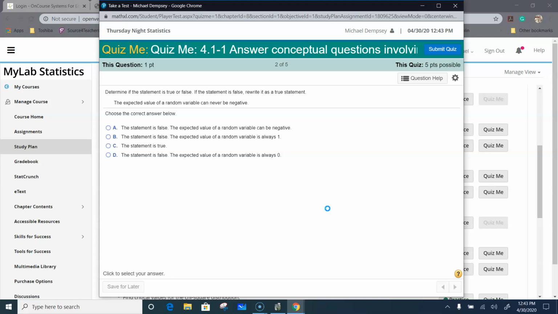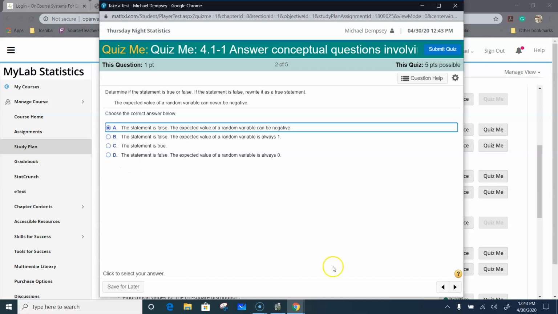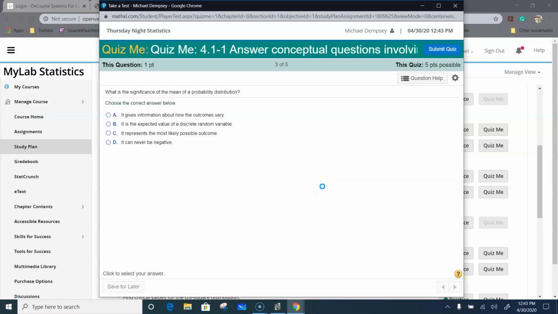Okay, true or false? Expected value of a random variable can never be negative. That is false. We go to the casinos and play the games there. There's certainly negative expected outcomes. That's why the casinos can stay in business. What is the significance of the mean of a probability distribution? It's the expected value of a discrete random variable. This is not always the most likely. It might be, but it's the expected value, right? And by that we mean we're not expecting it to happen necessarily, like a 3.5 when we roll a die. It's just what happens in the long run.